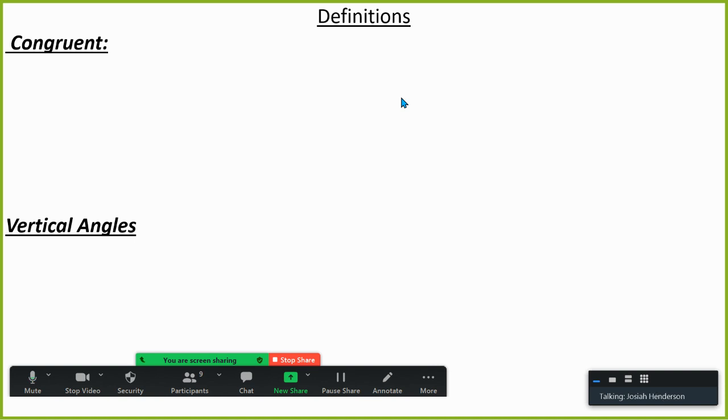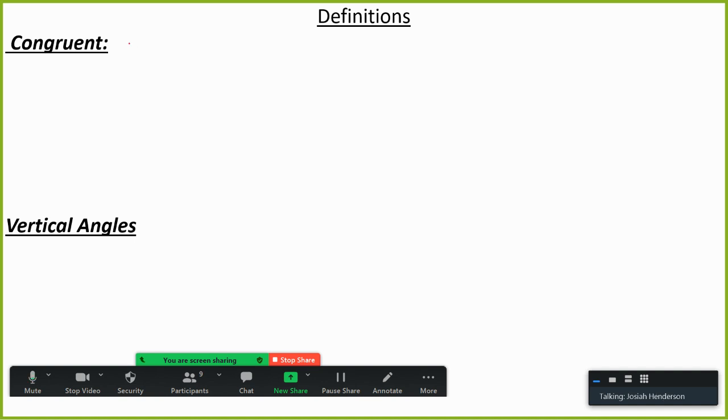All right, folks. So here we go. Two definitions we're going to have to add to our repertoire for geometry stuff. We'll start with the top word. It's congruent. Practice saying that out loud for me at home. You can just leave your mic off, but practice saying it, please. Congruent.